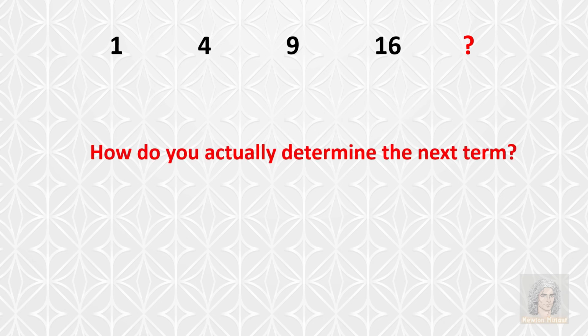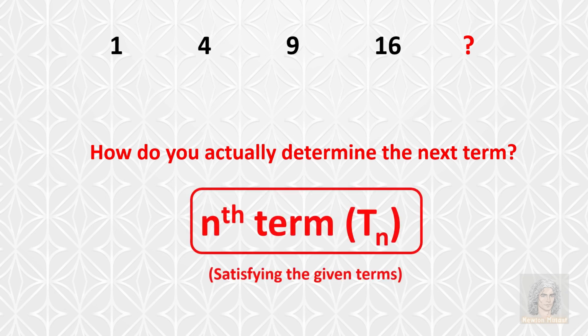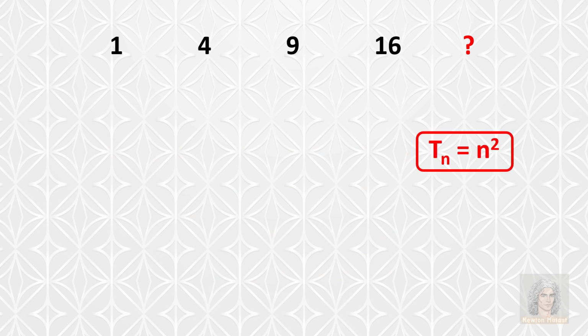Alright, let's start with the basics. To find the next term of a sequence, what actually is the technique used? My friends, you know that already. We use the nth term, or Tn, for that. As long as the nth term satisfies the given terms of the sequence, we are good to use that to determine the next term. In that sense, the nth term of this sequence would be n squared, as all of you would agree, right? Let's quickly validate that.